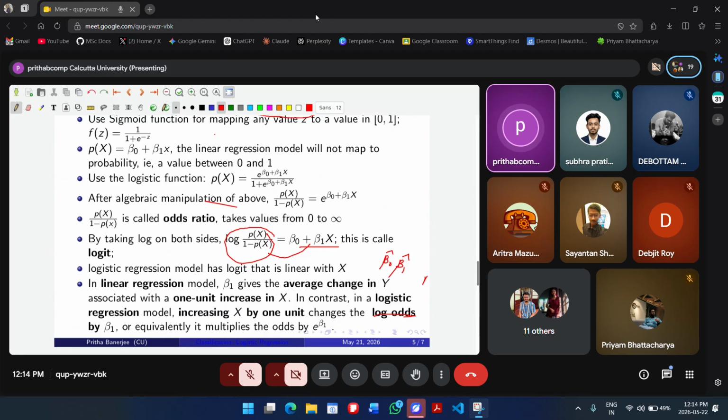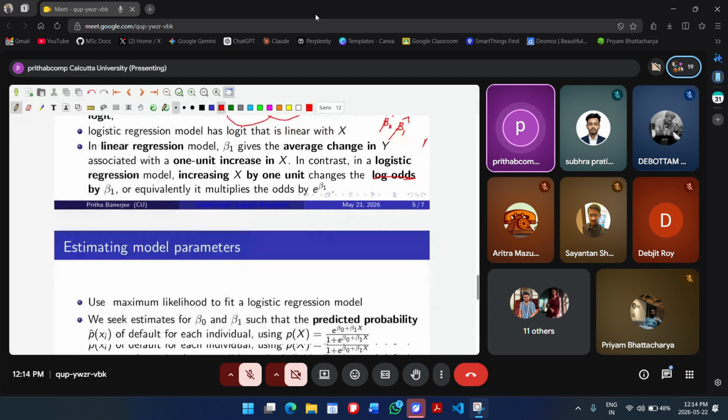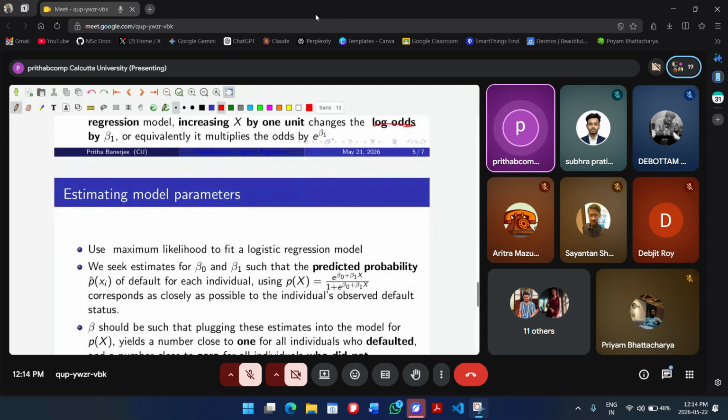What is your objective function over here? For this, what we use is what is called a maximum likelihood function. Again, this is where you need your optimization theory. You must be very thorough with this optimization theory, but since you do not have the background, I'm just going through it in a very superficial way. So we use this maximum likelihood to fit a logistic regression model.